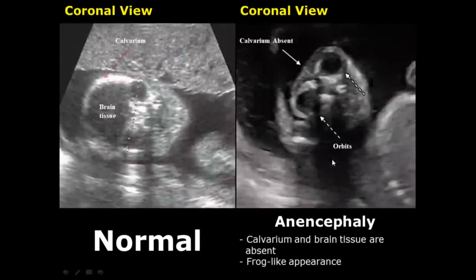Anencephaly is a condition in which both calvarium and brain tissues are absent. Calvarium is part of the skull that surrounds the brain, and in anencephaly it is absent along with the brain tissue. The brain tissue is also absent. We cannot see it in anencephaly.